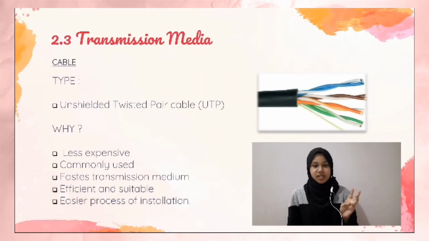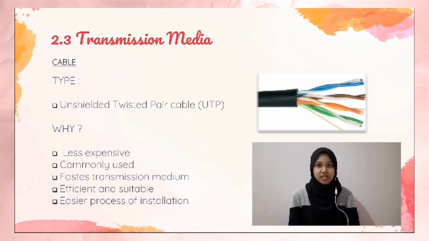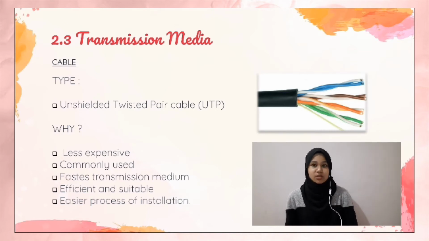The third point is transmission media. For this design, we use the guided cable, unshielded twisted pair cable, which is UTP, to connect the access point to the switch device and between the switch device and the router. We use UTP because it is much cheaper and commonly used in the market compared to STP. Besides, it is also the fastest copper-based transmission medium compared to STP.